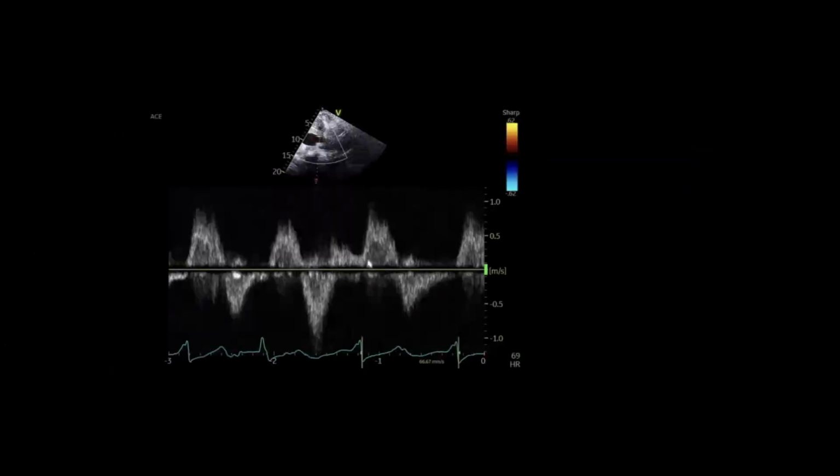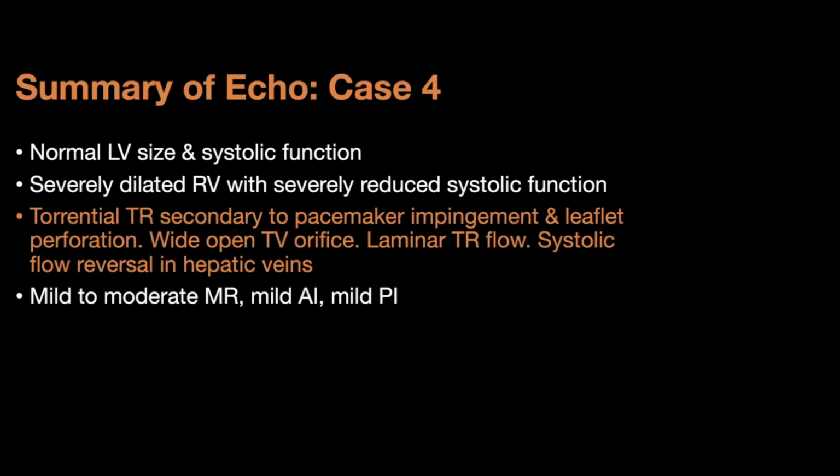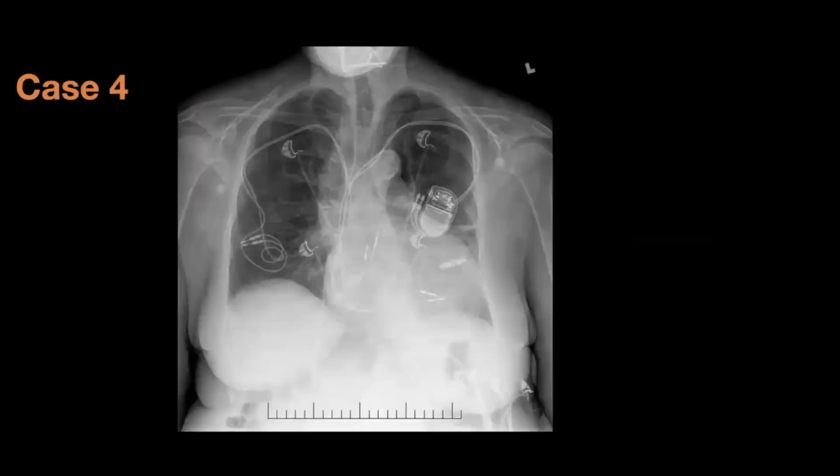And then this is showing hepatic flow reversal. It's the best image that blew up. So, summary: as we saw, torrential TR, secondary to pacemaker lead impingement and actually leaflet perforation that was followed and is known and has been progressive. Wide open tricuspid valve orifice with laminar TR flow, and then systolic flow reversal in the hepatic veins, and mild to moderate other valve disease. And a severely dilated RV, as we noted, with severely reduced function.